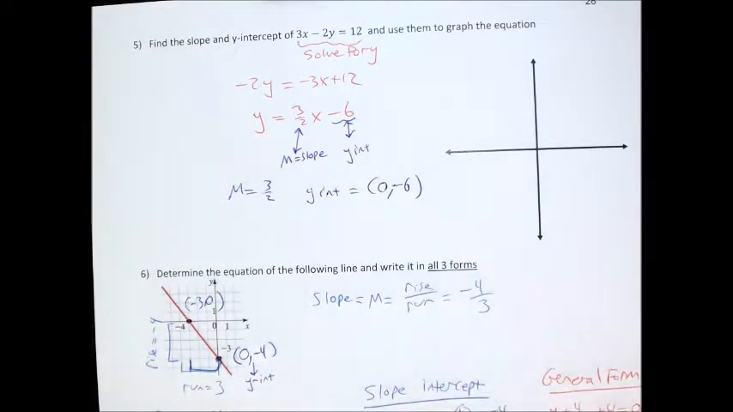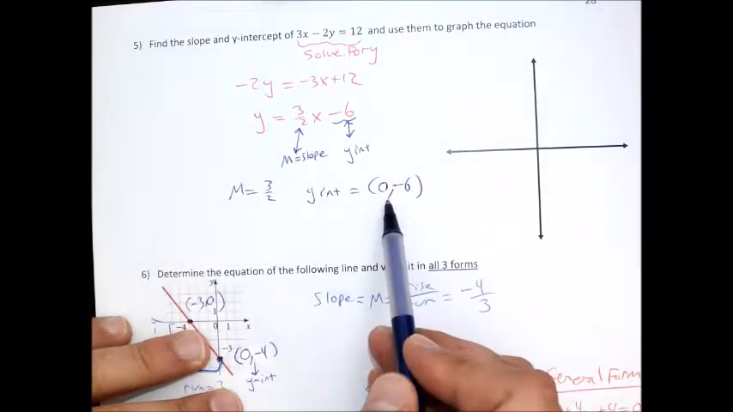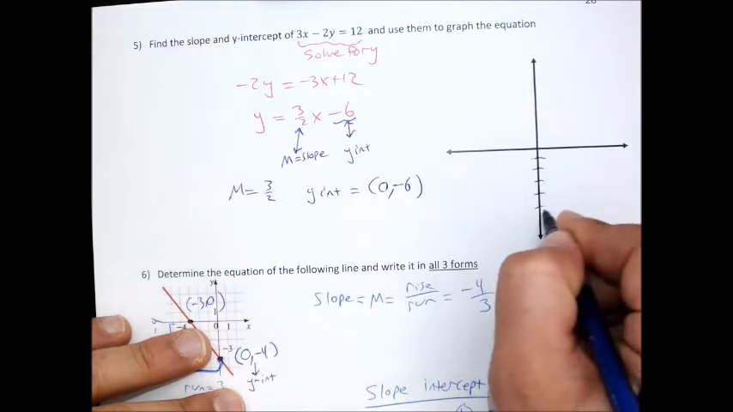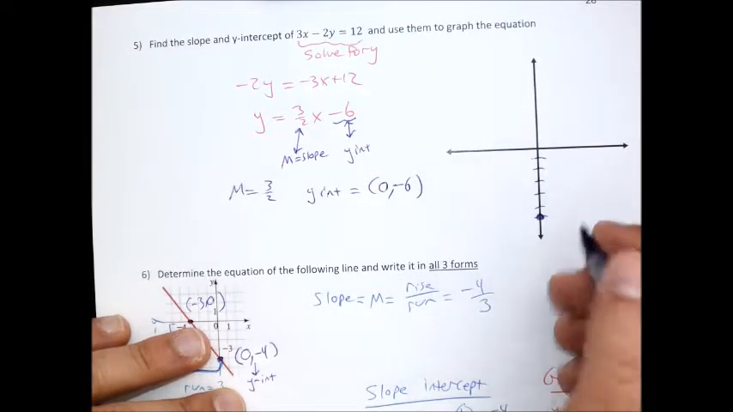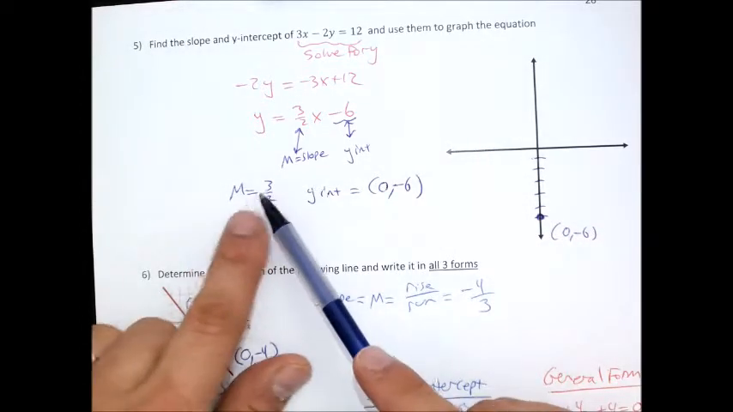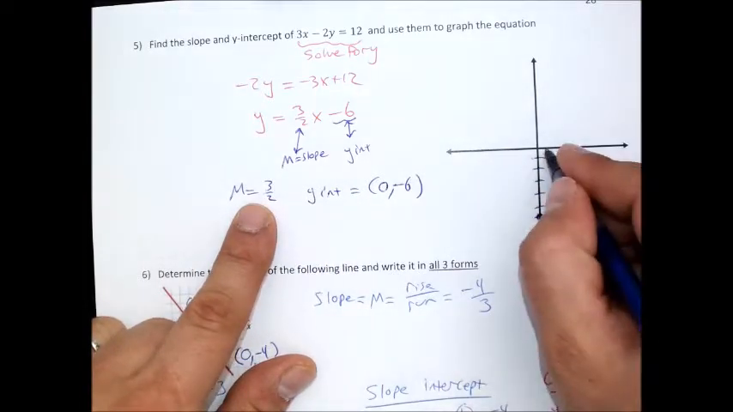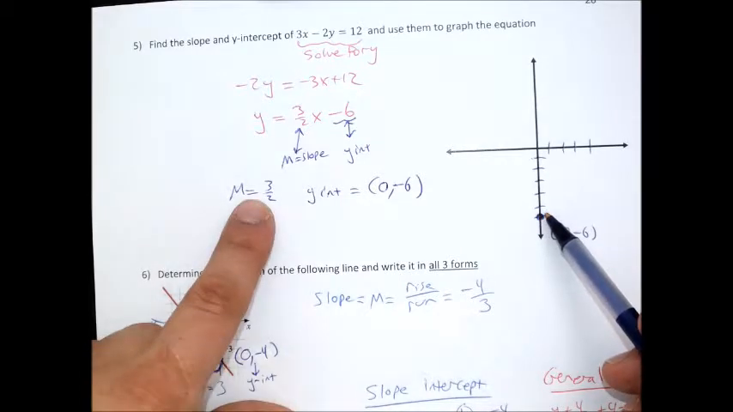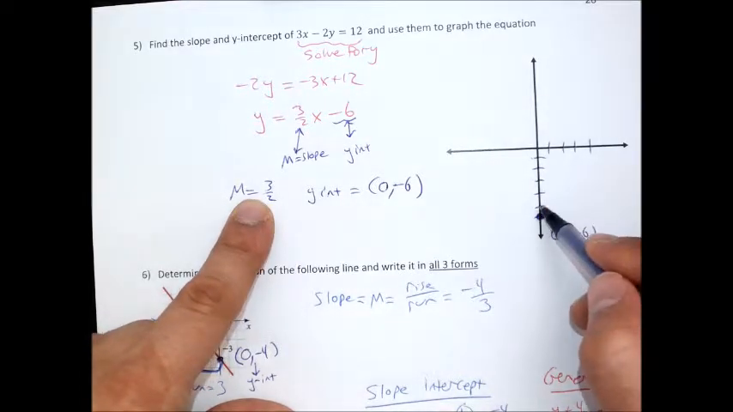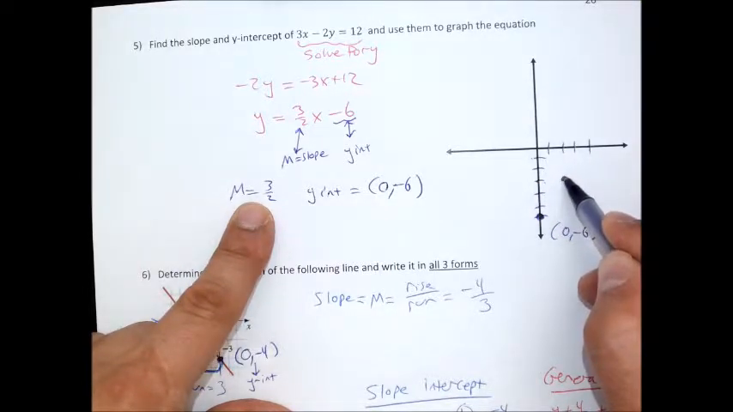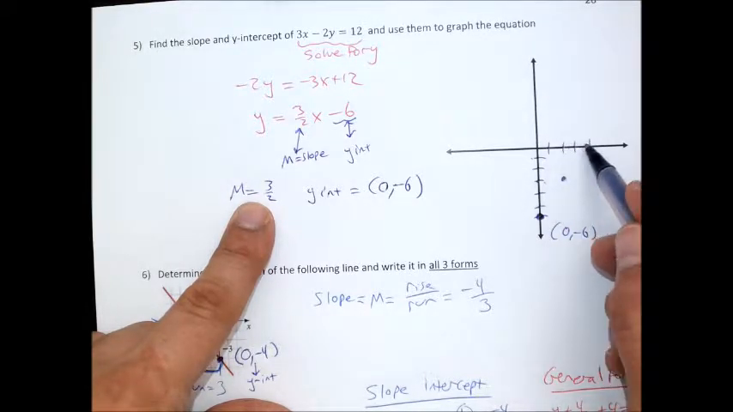And so if I want to use those two things to graph this, 0, -6 is a point on the graph, so let's go down to that point. 1, 2, 3, 4, 5, 6. So here's the y-intercept, 0, -6. And now I'm going to count the slope off, and it's rise 3, run 2. So I'm going to rise 3, 1, 2, 3. And then I'm going to run 2, 1, 2. And I'll do it one more time. Rise 3, 1, 2, 3, run 2, 1, 2.